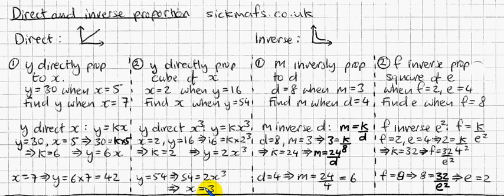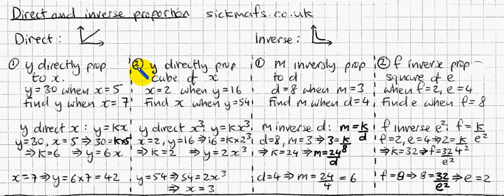Is that right? Yep, that's right. x must be 3, because 3 cubed is 27. 27 times 2 is 54. That's right. Anyway, now let's go to an inverse proportion question.